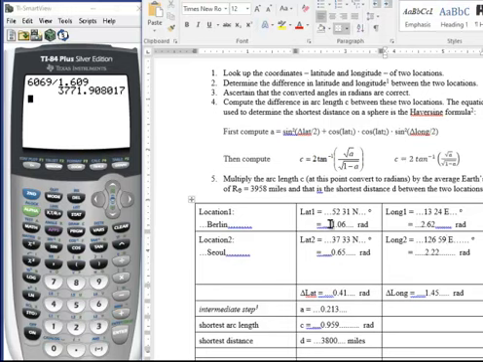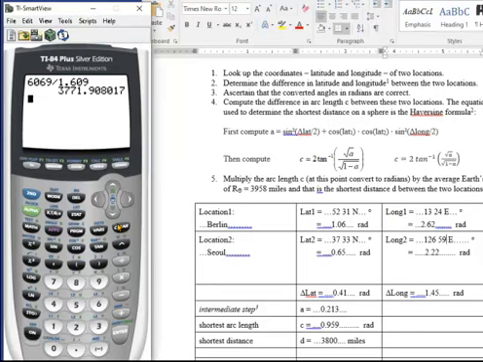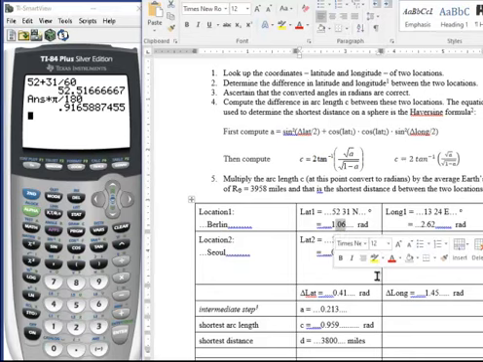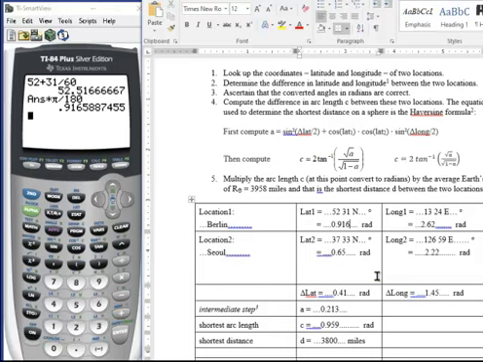Okay, now I'm going to convert these to radians. So over here, I'm going to go 52 plus 31 divided by 60. Enter. And then I multiply by pi, and I divide by 180. That's the conversion from degrees to radians, and I come up with 0.91965. Oh, rounded, because I have 4 sig fig here, so I might as well use 4 sig fig over here.